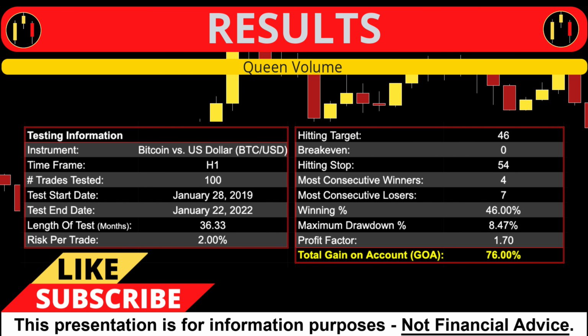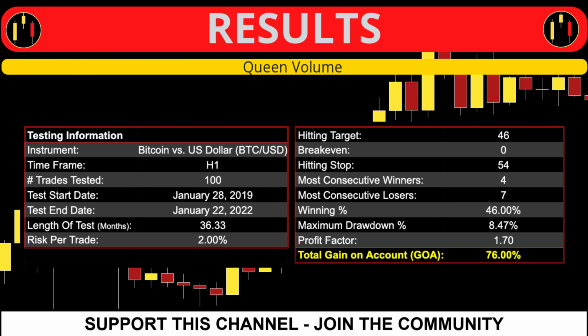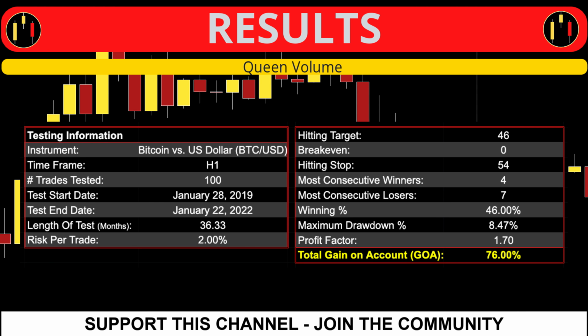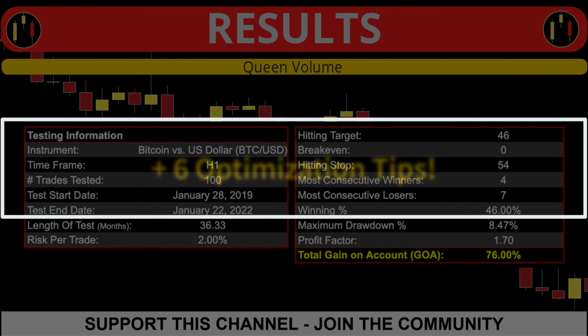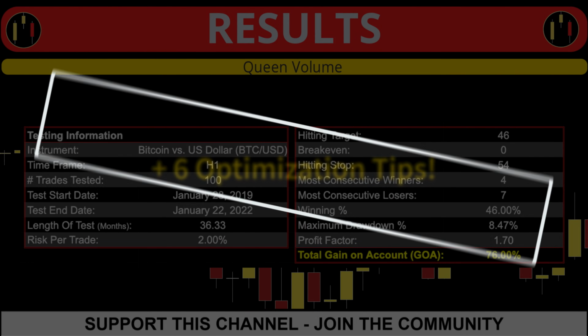Remember, this is just 100 tests on one instrument. If you are thinking of using this system, please do extensive back and forward testing and be sure to let our community know what you discover. This system can be greatly improved, so stay tuned to find out how.